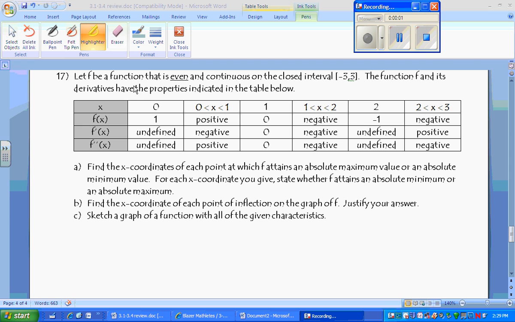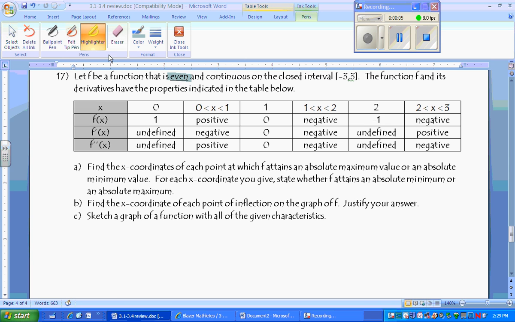17 tells us to let f be a function that's even. So even means that it's symmetric about the y-axis. So it's the same on both sides of the y-axis. That's why it only gives us the positive values. We can kind of figure everything out from the right side of the graph and then flip it over the y-axis to find the other side.